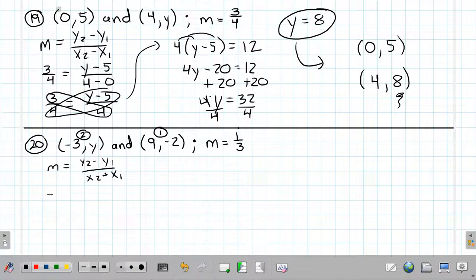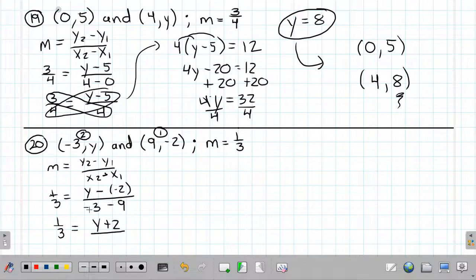I'm going to plug in here. So we're going to have 1/3 is equal to, well, my y2 is then going to be y. When I plug in my y, it's going to be first here, y minus -2 over -3 minus 9. So to clean this up, y minus -2, that's y plus 2, over -3 minus 9, that's -12.